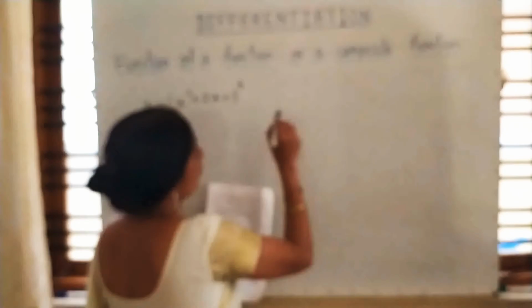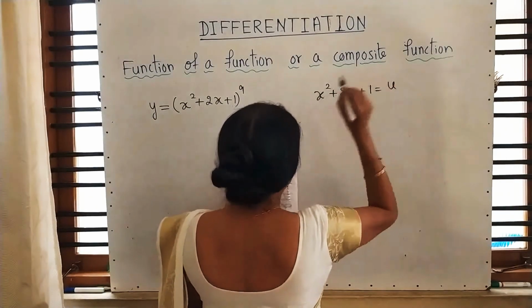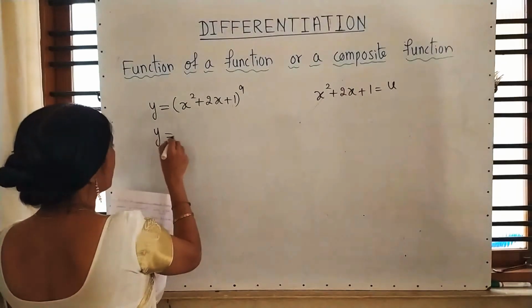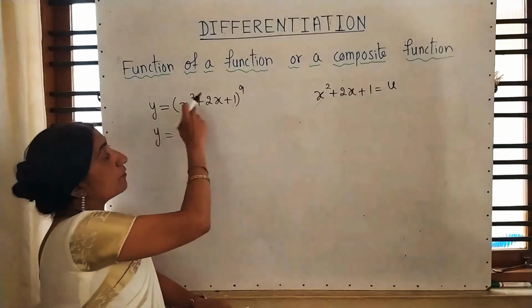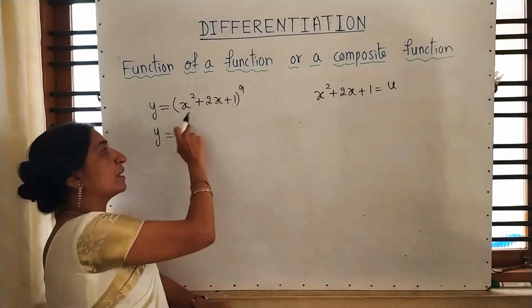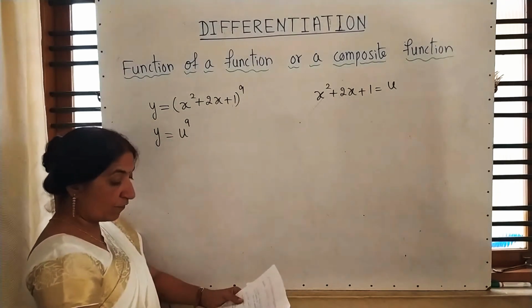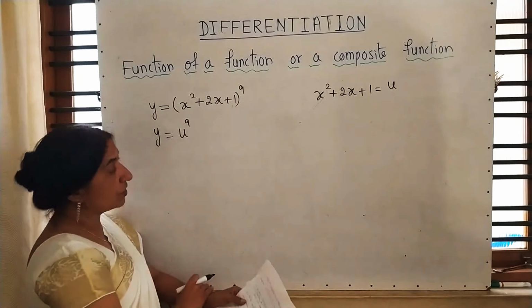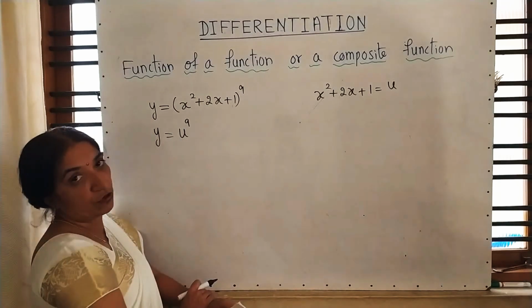See, consider the expression (x square plus 2x plus 1) raised to 9. Here, instead of x square plus 2x plus 1, I am writing u. Then the given problem will be written as y is equal to u raised to 9. What is u? y is a function of x here. Instead of this bracket we are writing u, that means u is expressed in the form of x. These types of functions are called composite functions. Now y is a composite function of x.